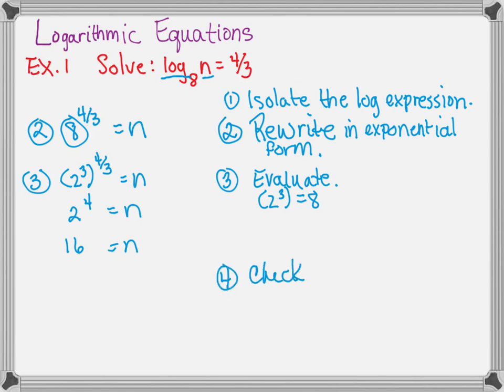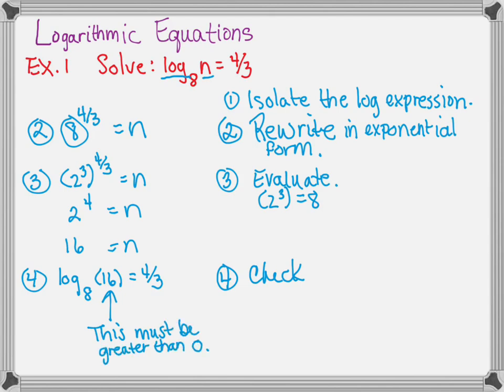Now with log equations, we do need to check our answer. So I will substitute 16 in for n into my original equation. Log base 8 of 16 equals 4/3. One thing that I'm really checking for is: is this argument greater than 0? Because the argument cannot be 0, it cannot be negative, it must be positive. Ours is, so when I put log base 8 of 16 into my calculator, I should get 4/3, and I do. So this checks out, and 16 is our solution.